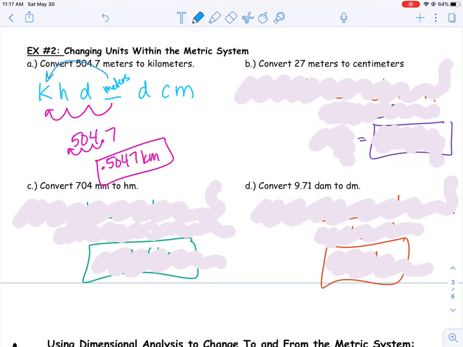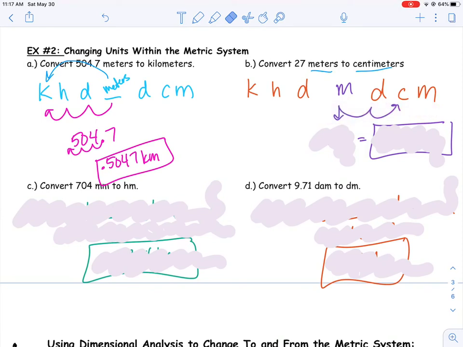Let's do another one. Part B says convert 27 meters into centimeters. So I'm starting at meters and I want to end in centimeters. I notice that I'm in the metric system, so I'm going to use my saying to help me convert back and forth. King Henry died Monday drinking chocolate milk. So on this one, we start at meters and we want to end up in centimeters. So how many times do we have to move our decimal this time? Well, it looks like we have to move our decimal to the right this time twice.